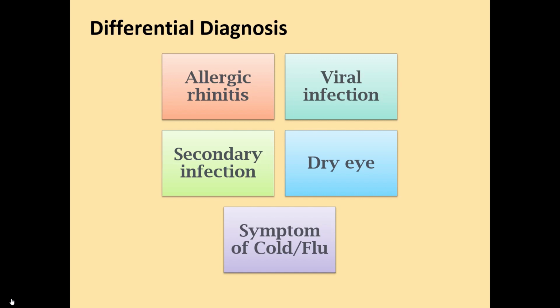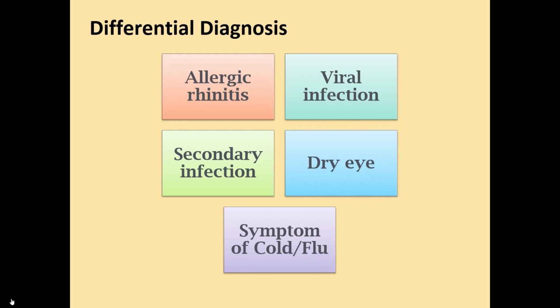So for conjunctivitis, we've mentioned allergic rhinitis. We've mentioned allergy, and so if somebody has conjunctivitis and also has allergic rhinitis, that could either contribute to the conjunctivitis or it could help you make a differential diagnosis that the conjunctivitis is caused by an allergy. Patient could have another viral infection.